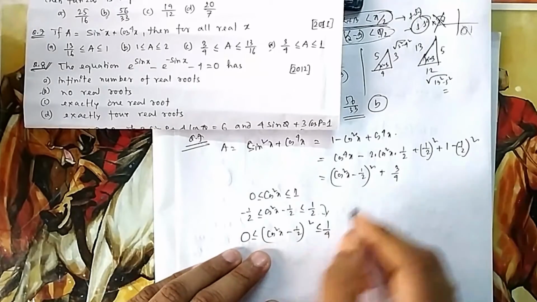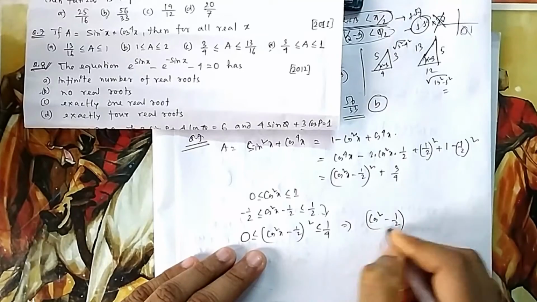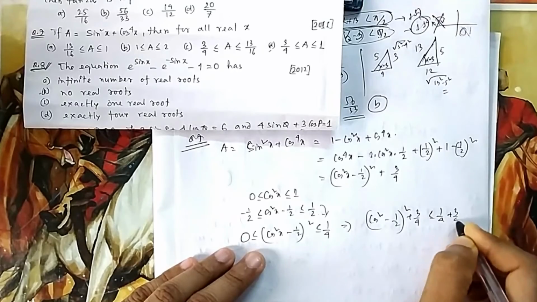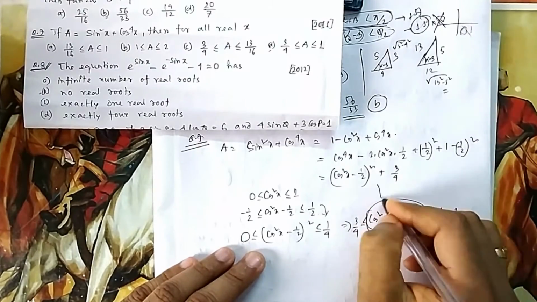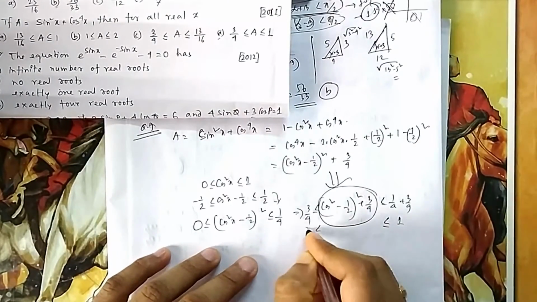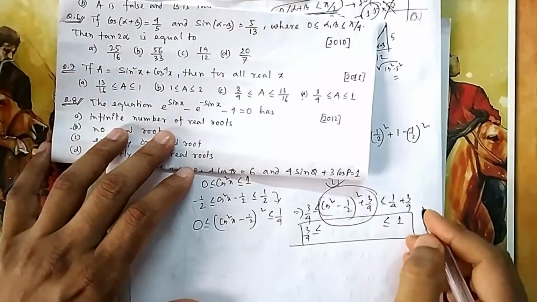So now you need to add 3 by 4. So if you add 3 by 4 on both sides, 1 by 4 whole square plus 3 by 4, then what is the range you are getting? 1 by 4 plus 3 by 4 is 1, and on this side 0 plus 3 by 4 is 3 by 4. So this is the requirement. Where the range you can see is 1, and here it is 3 by 4. So your range is between 3 by 4 to 1, that is your option D.